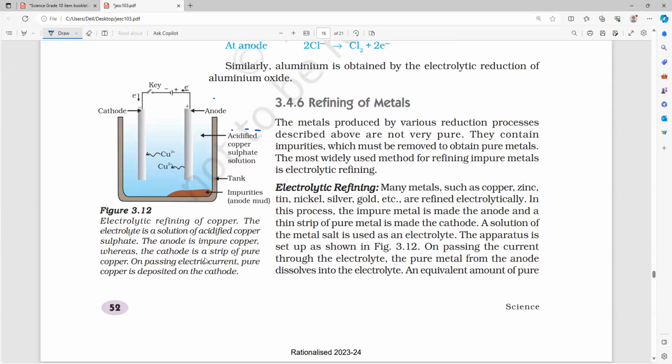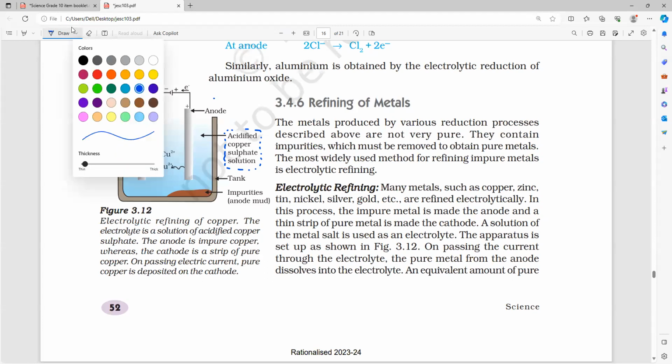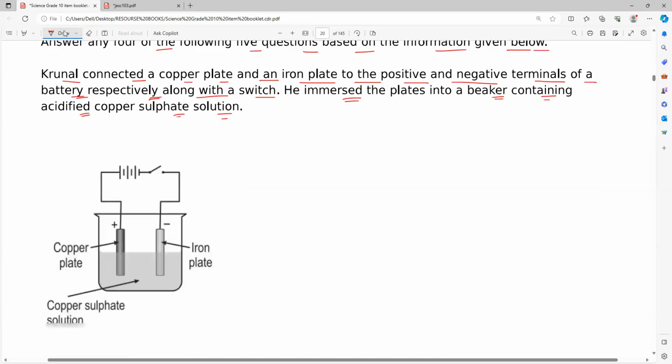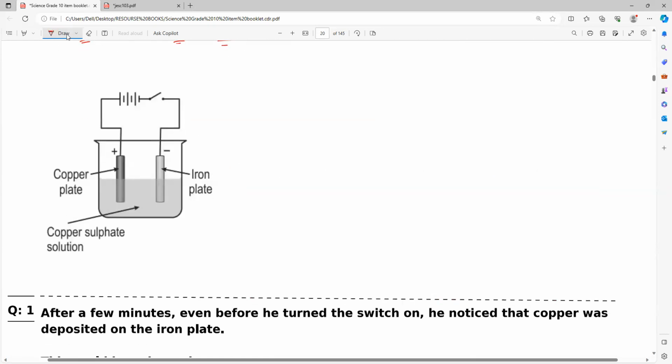Acidified copper sulfate solution. What do you mean by acidified copper sulfate solution? Anybody? Acidified means what? It has to be mixed with acid. Why? To make it a good conductor. Am I right, everybody? Acidified water, acidified copper sulfate solution. Why are we adding the acid? To make it a very good conductor of electricity. That is the reason we add acid. Now the question is, you can notice, it is acidified copper sulfate solution.